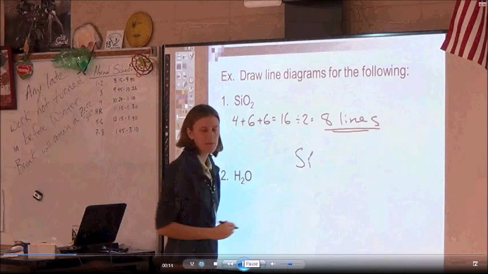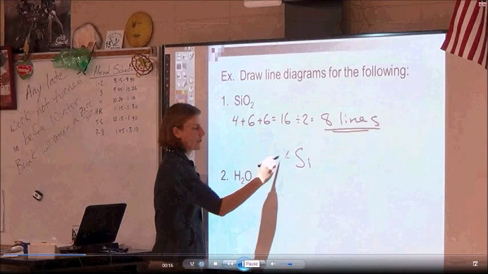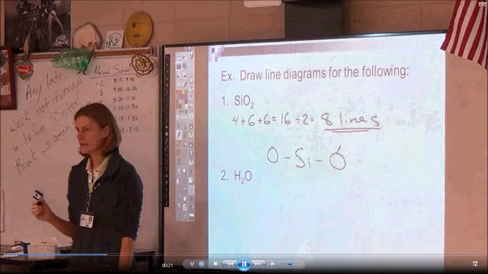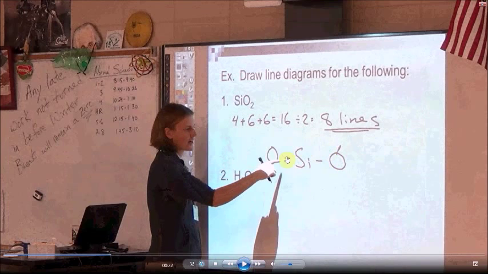So we're going to have the silicon in the middle, surrounded by the 2 oxygens. That would be our most symmetrical setup. And as you can see so far, I've added 2 lines to this picture. We know we have to draw 8, but this at least would be true. There's definitely going to be a bond between oxygen and silicon. Maybe it's a single bond, maybe it's double, maybe it's triple, but it is at least a single bond.